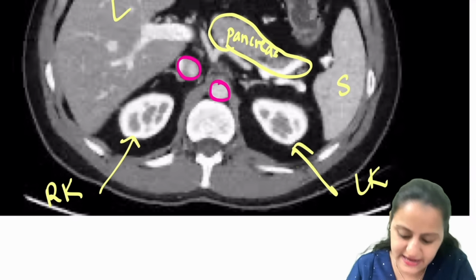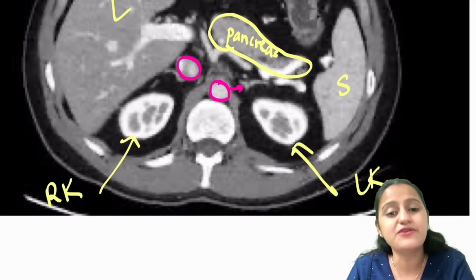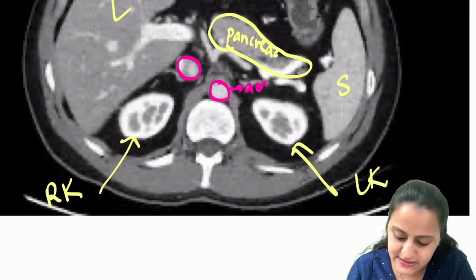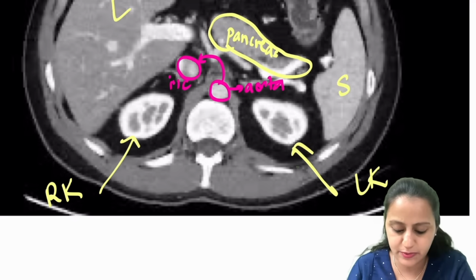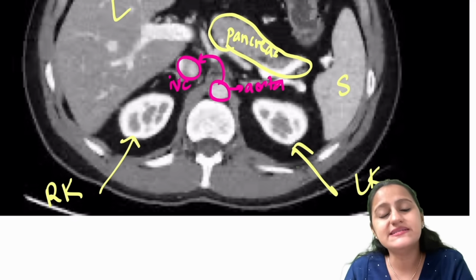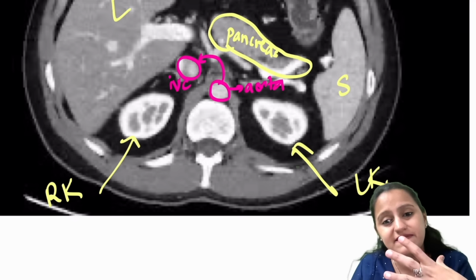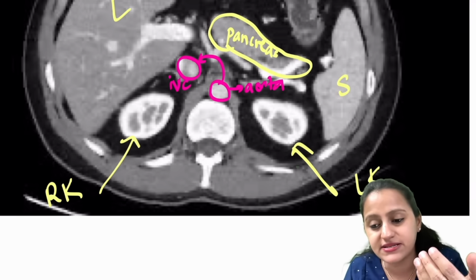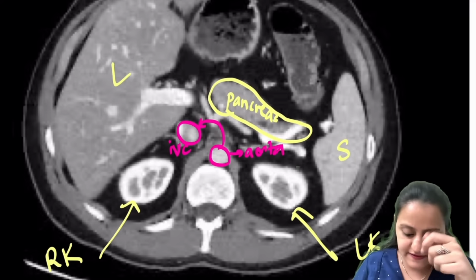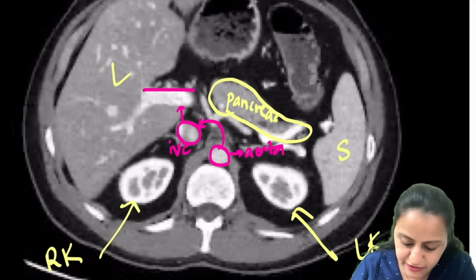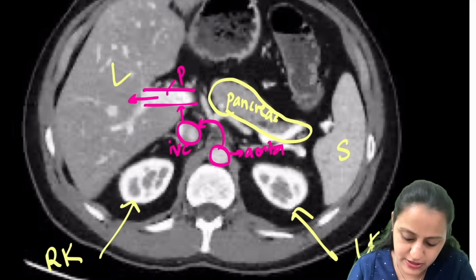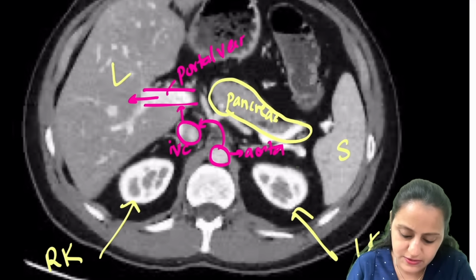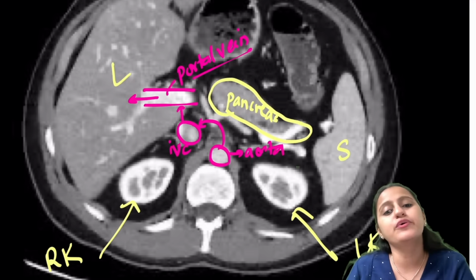Identify this and identify this. What is this just in front of the vertebra? This is the aorta. And what is this to the right of the aorta? Right of the aorta is the vein, which is the IVC. IVC in the abdomen, SVC in the chest. So this is aorta, IVC. And what do you have in front of the IVC going to the liver, supplying the liver? This is going to be the portal vein. Okay, this is the portal vein going to the liver.